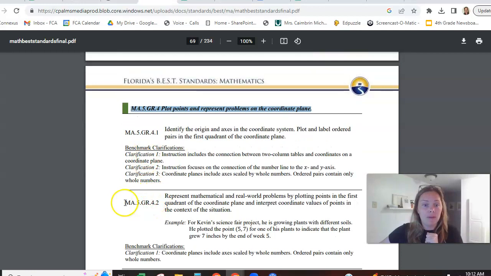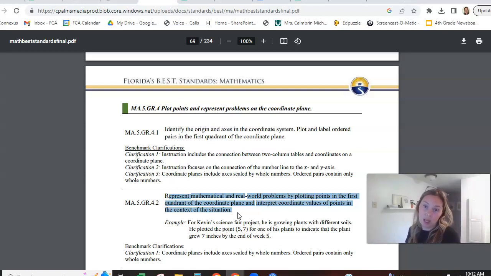And then the second part of that, there's the standard right here: represent mathematical and real world problems by plotting points in the first quadrant of the coordinate plane. So again, it's plotting. The only difference here is you're going to have to read a word problem and understand where you're plotting them. So you're going to have to know those key vocabulary terms that are always going to be at the top of your intro page. If you know those, this is going to be no problem.